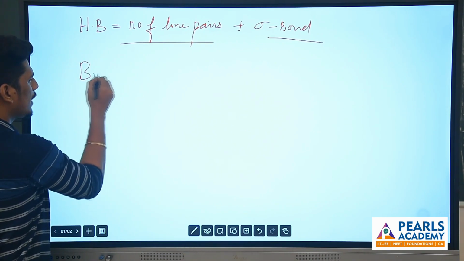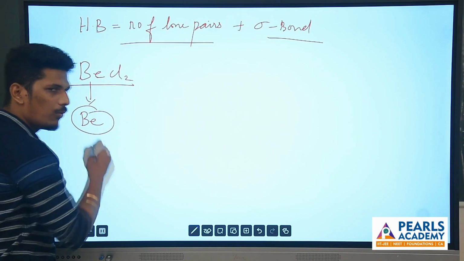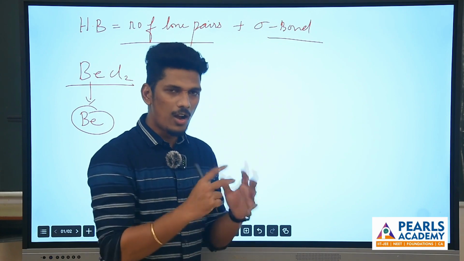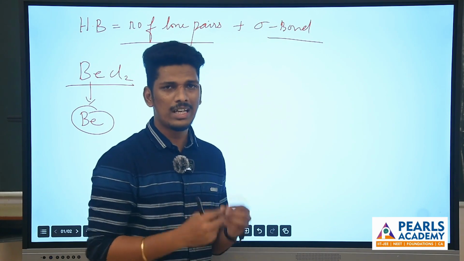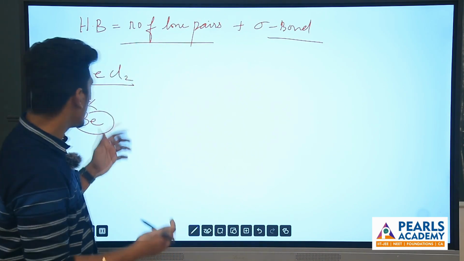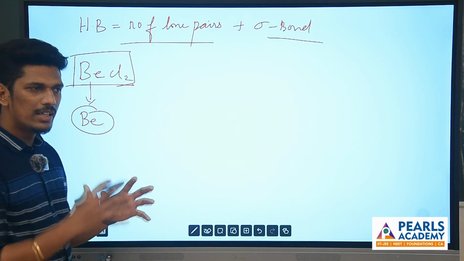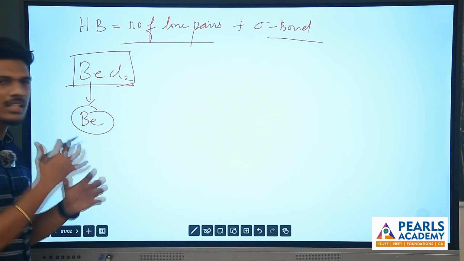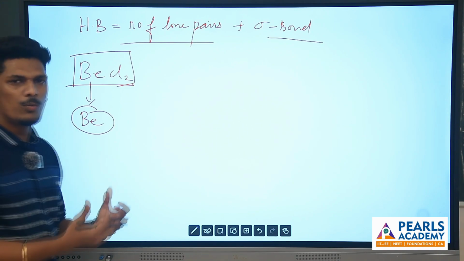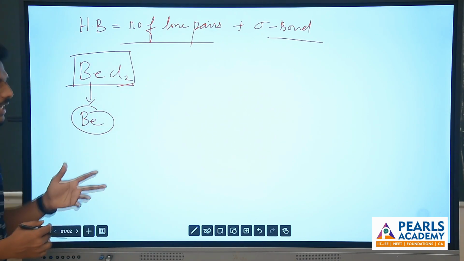Let's take an example: beryllium chloride, where beryllium is the central atom. What is the meaning of central atom and how do we find it? The central atom is the one present in a lesser amount in the compound, and it should make multiple bonds. In beryllium chloride, we have one beryllium and more chlorine atoms. Beryllium can make 2 bonds and chlorine normally makes 1 single bond. So we take beryllium as the central atom.